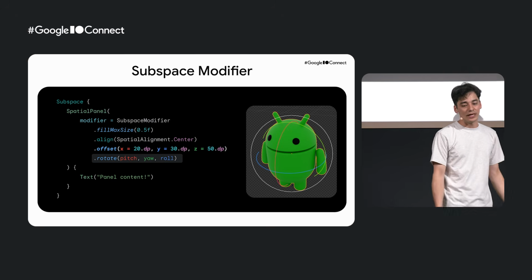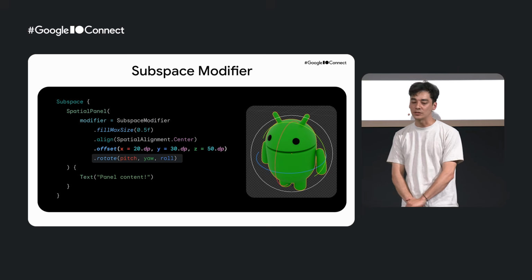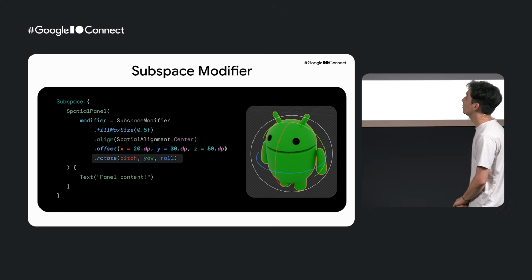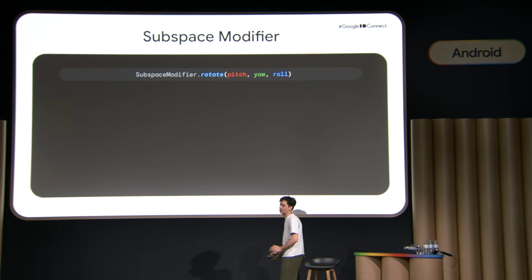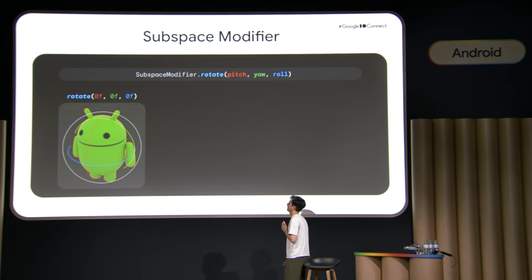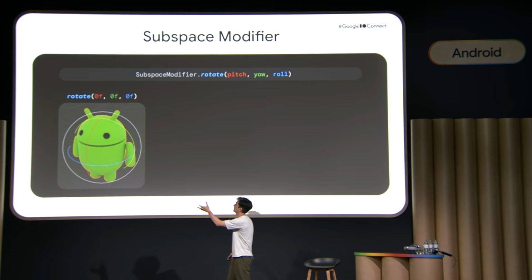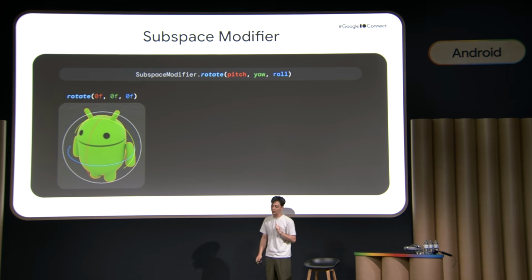Then we've got rotation as well. You can rotate these subspace composables using the 3 axes as well. And these are represented by pitch, yaw, and roll. So here I've got an example of what that's going to look like. When we use the subspace rotate modifier, here we've got no rotation. You can see the Android bot is kind of facing in the forward direction. We've got no rotation in the rotation values in this example.